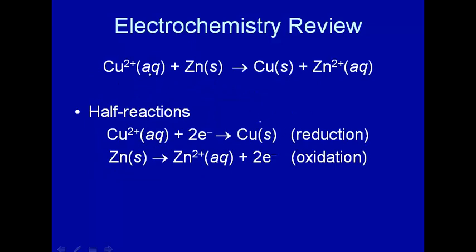Here are some other concepts. Here's the overall reaction, but you can divide this reaction into 2 half reactions where you explicitly show where the electrons are going. So here are the 2 half reactions. One is a reduction, that's copper 2+ being reduced to copper solid, and the other is oxidation. Here zinc is being oxidized, and here we explicitly show that 2 electrons go onto the copper to reduce it, and here 2 electrons are produced from the zinc when you oxidize zinc.